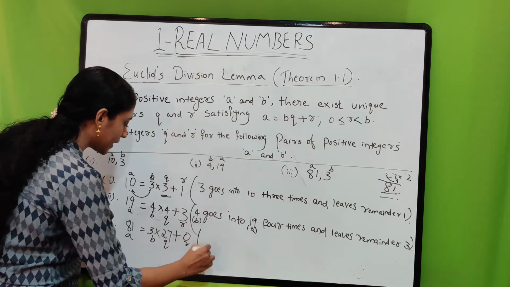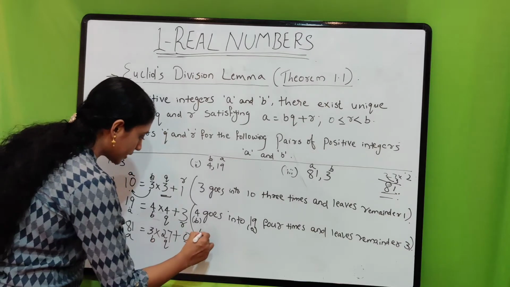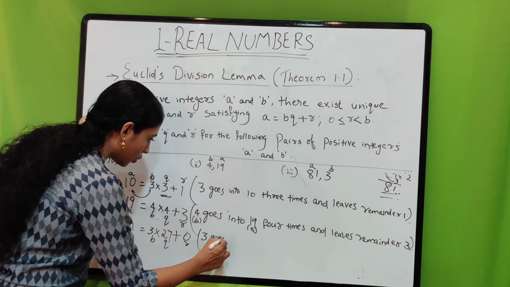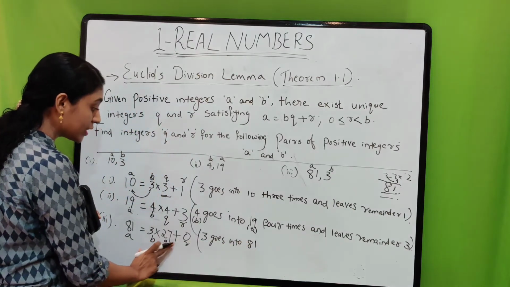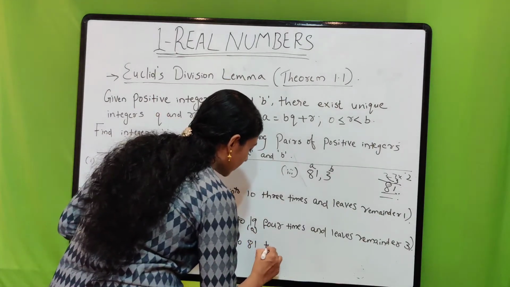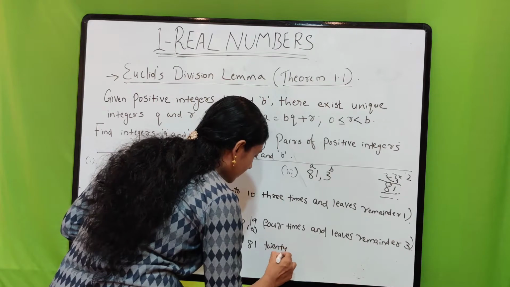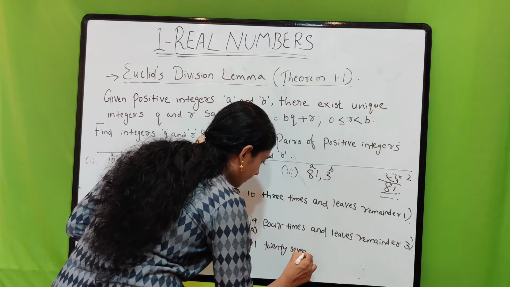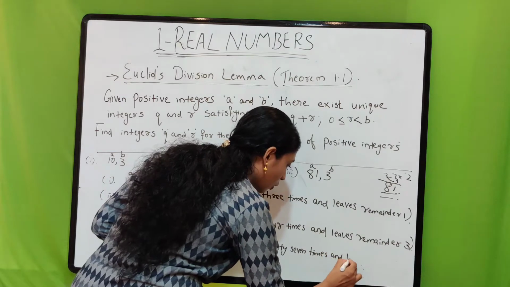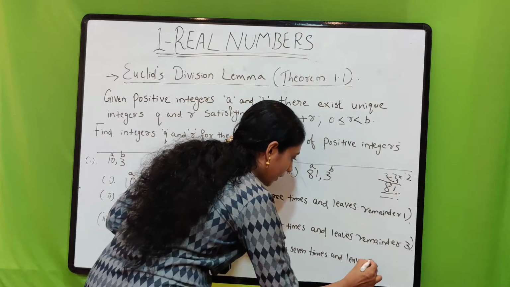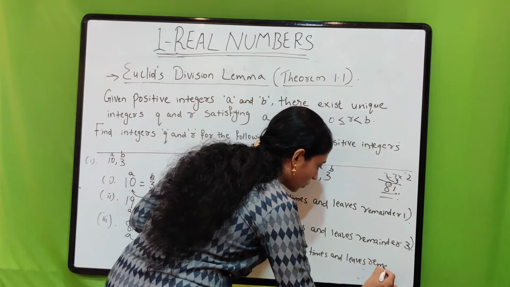So how can we write this? This B, that is 3, goes into 81 how many times? 27 times, and leaves no remainder, or we can write, and leaves remainder 0.